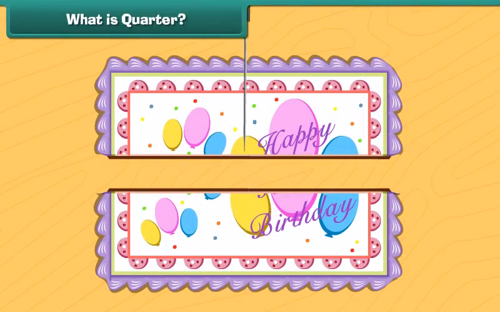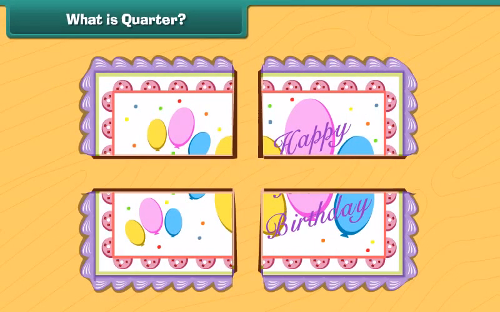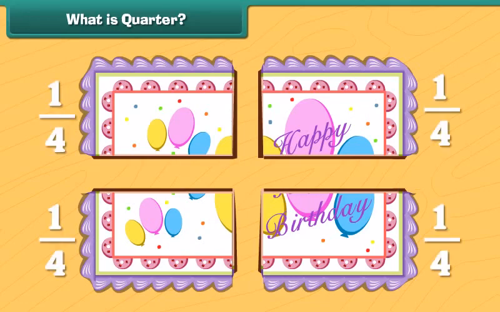Now let us cut the cake in 4 equal pieces. Each piece represents 1/4 of the whole cake. So, the fraction is 1/4. It is also called quarter. This is 1/4 of the cake.